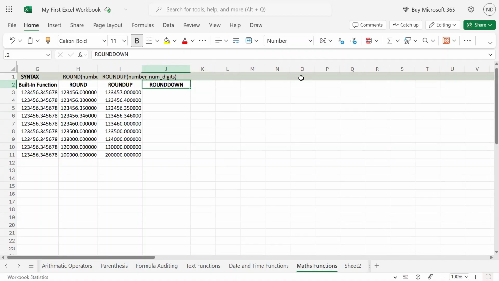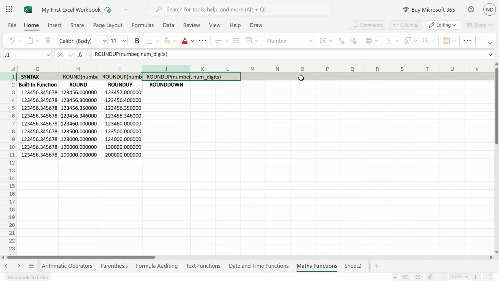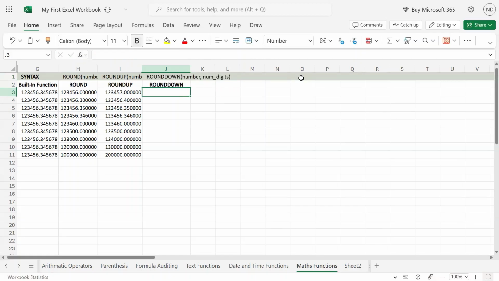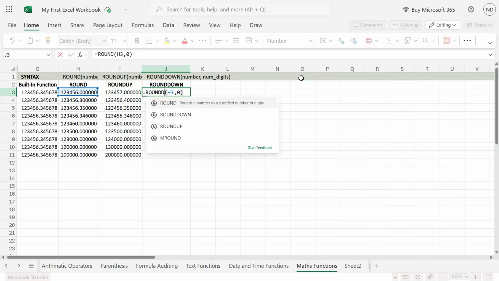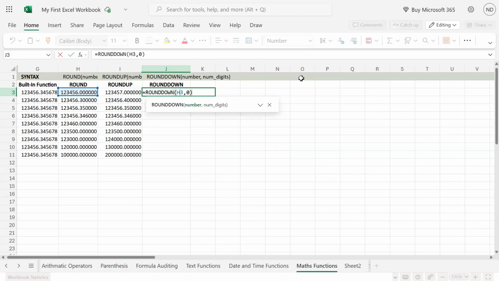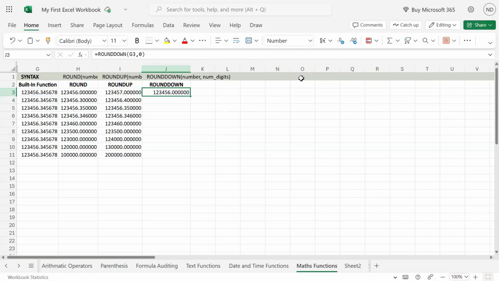How? Let's check that. But before that, let's see the syntax. Syntax is the same as round or round up. Only change is the naming convention, that is round down. So let's have this function as we had earlier and see what output it gives using round down. We are using the same function with the same number so that we can see the output side by side. So round down by zero, you can see here it keeps it as it is.